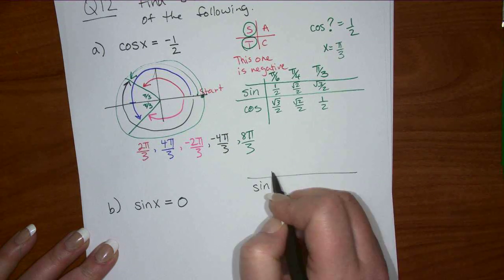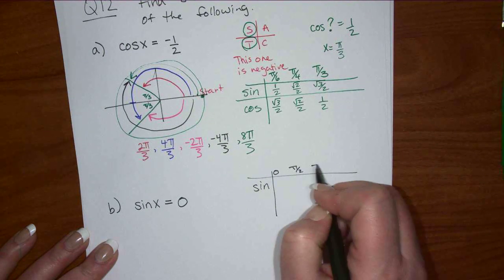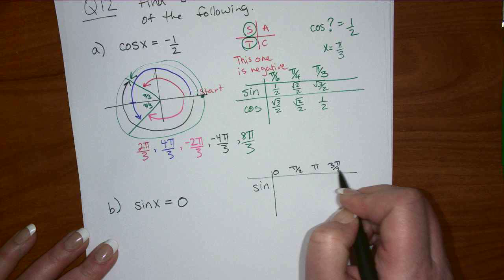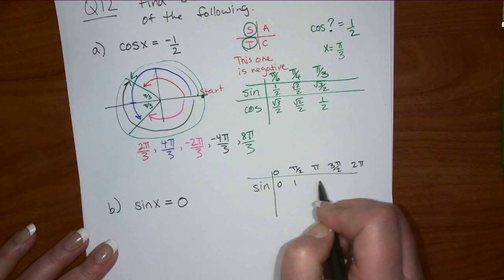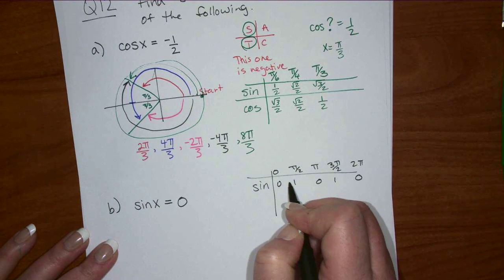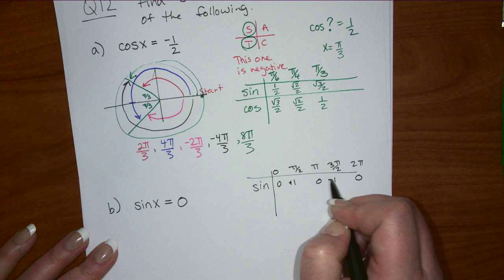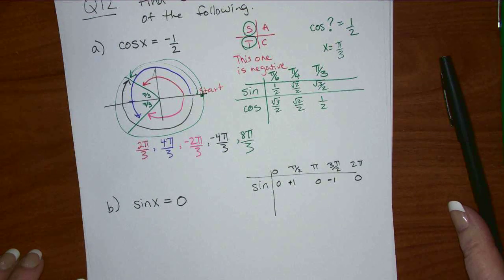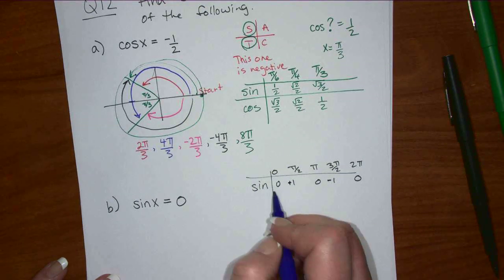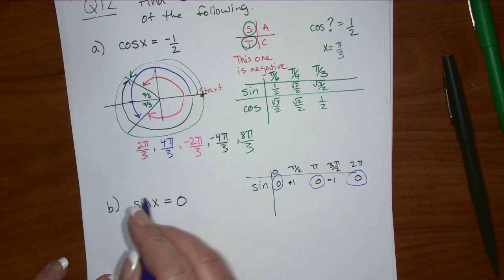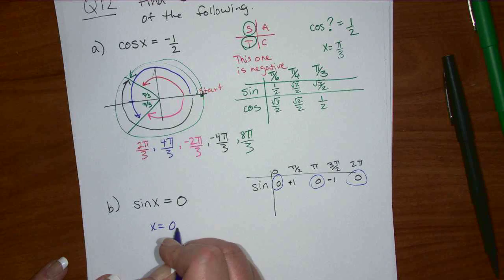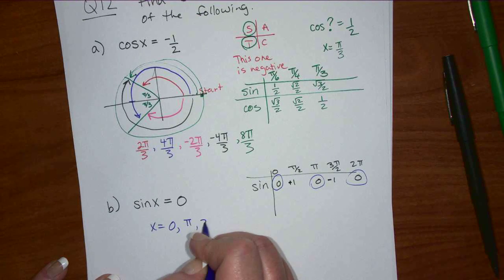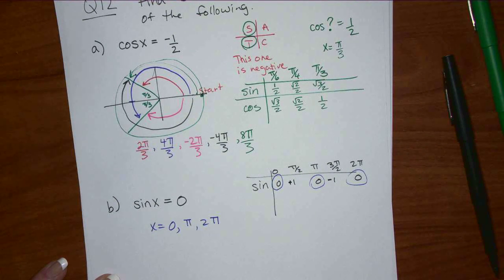0, pi over 2, pi, 3 pi over 2, 2 pi. 0, 1, 0, 1, 0. Whoops, that one's plus. Second one is negative. So here's three values already. All right, where does sine equal 0? Well, sine is 0 here, here, and here. So x could be 0, pi, or 2 pi. There's 3. How would we get any more?